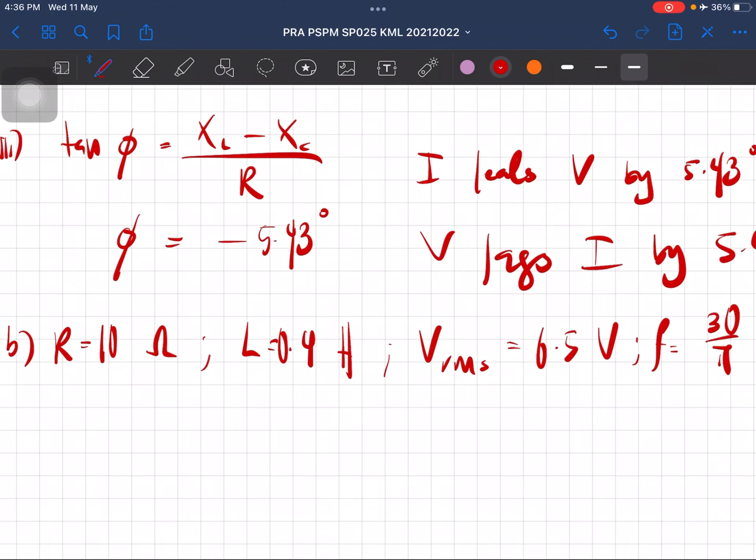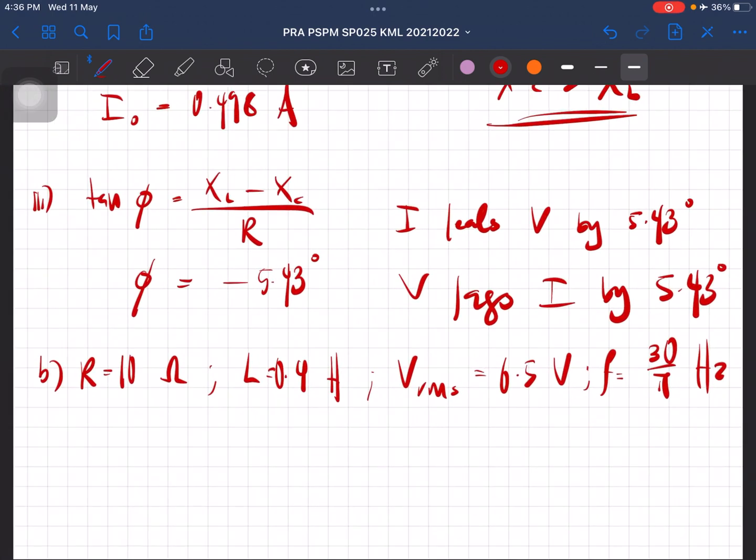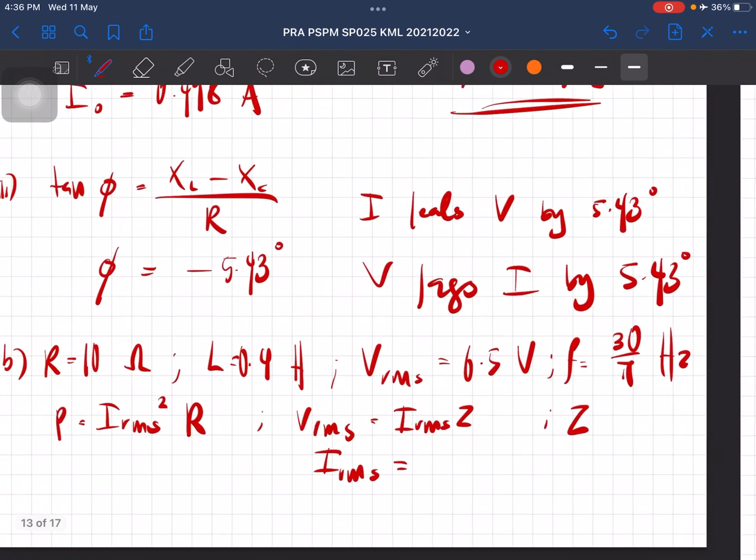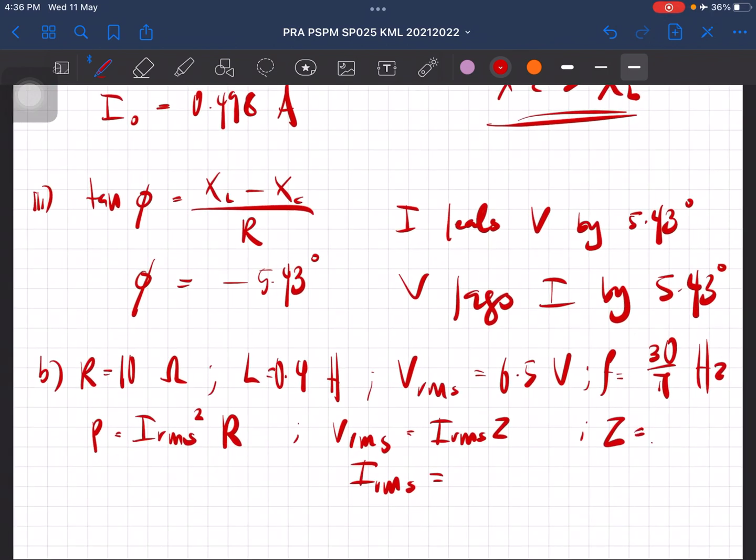So find the average power. The average power is just the power using the RMS current, which is this equation here. We do not have the value of RMS current, so we have to use this equation to calculate the IRMS. But we do not have the value of Z, so we have to calculate the value of Z as well.